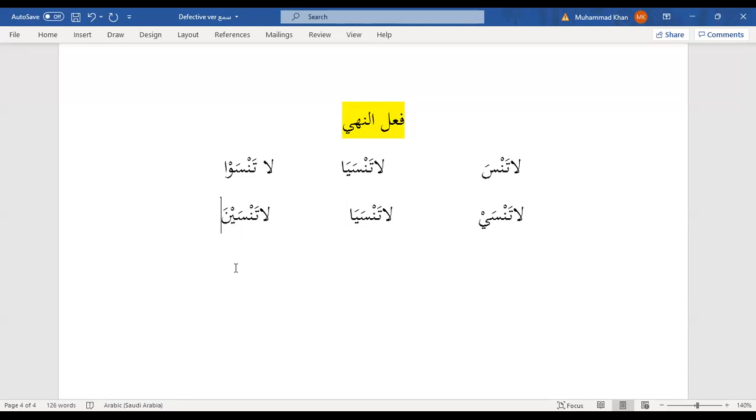All right, but if I'm talking to brothers and sisters together, then I will say la tansaw. Excellent, because it includes both. So if my audience is mixed, then I will say la tansaw. But if the audience is only sisters, then I will say la tansayna.